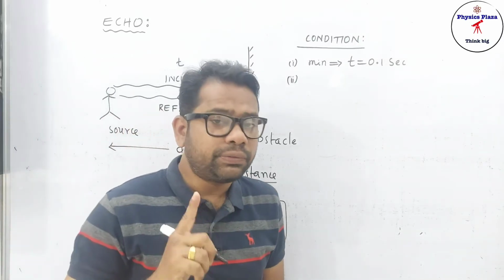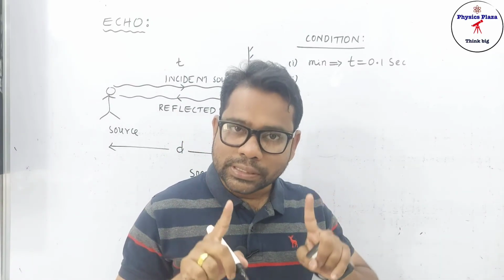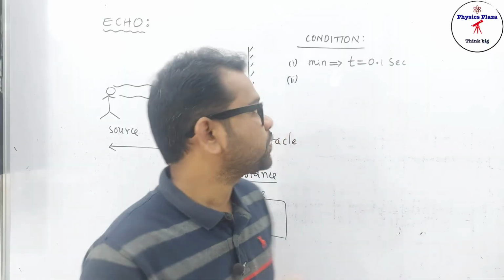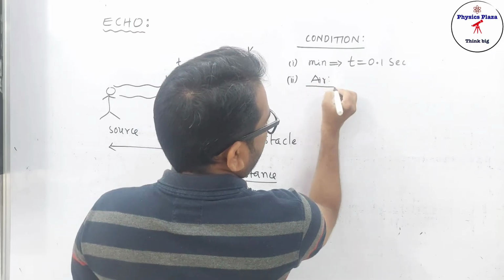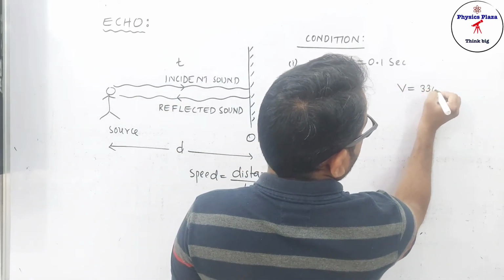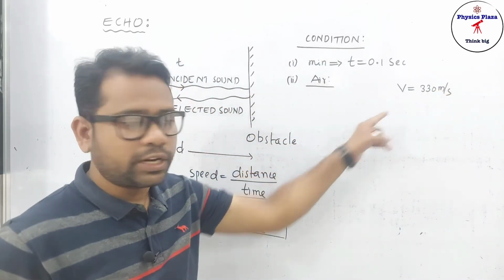Children, this distance is different in a different medium. First, let us see what is the minimum distance required in air so that we can hear the echo properly. So, I am talking in air, children. As we all know, the speed of sound in air is 330 meter per second. According to this only, we are going to calculate.